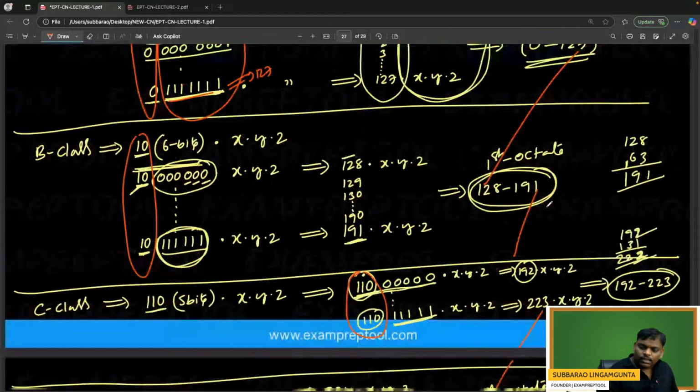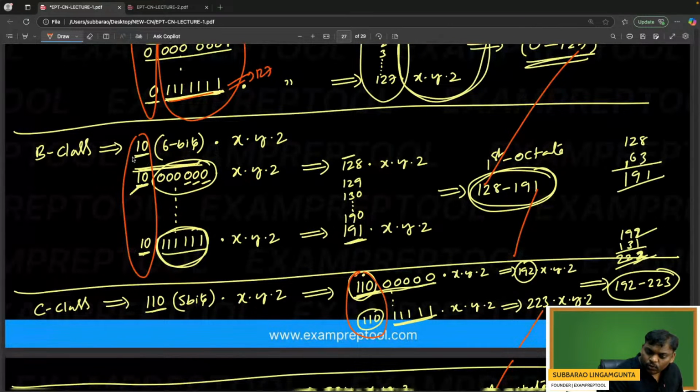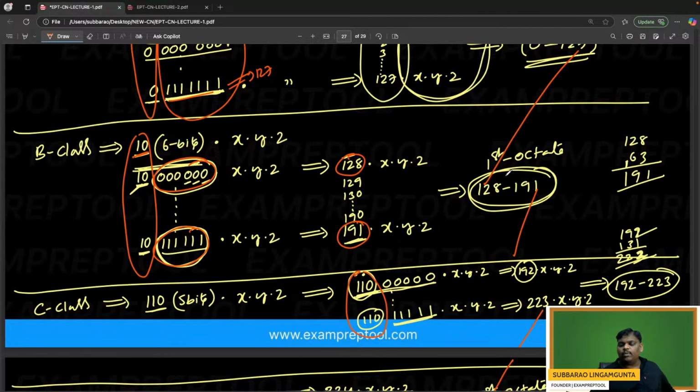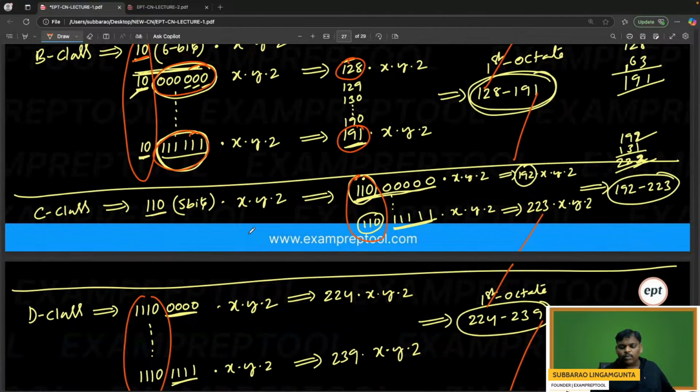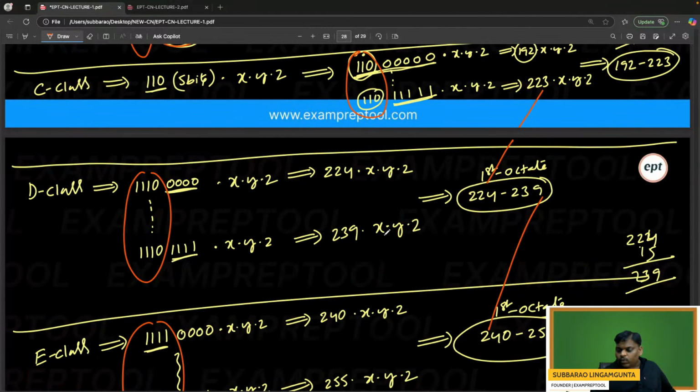Next one, in the first octet starting with 1 0, followed by 6 bits, 6 zeros to 6 ones. If you calculate properly, it becomes 128 to 191. If the starting octet is 128 to 191, it is going to be class B. If the starting octet is 192 to 223, it is going to be class C. If the starting octet is 224 to 239, it is class D.